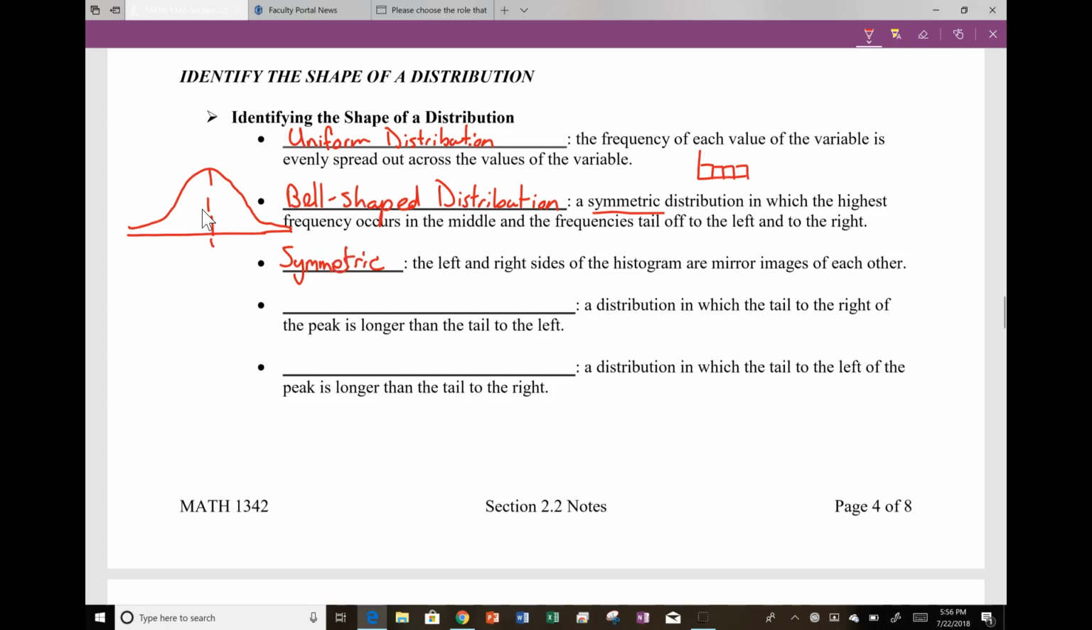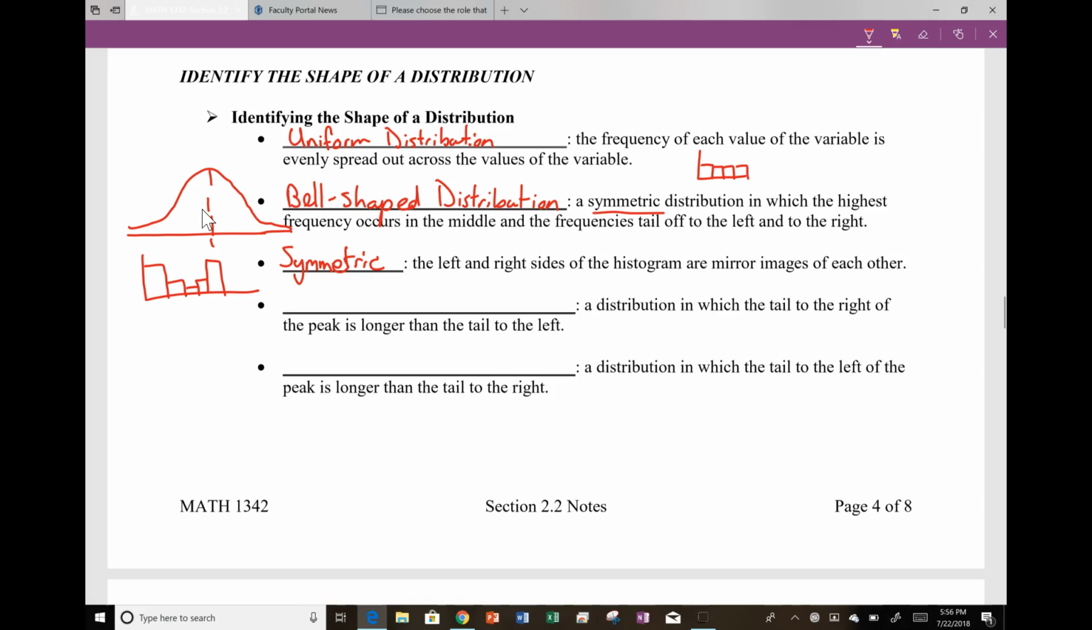Now, here's the thing. Every symmetric distribution is not necessarily going to be bell-shaped, okay? Bell-shaped distribution means that the highest values are here. Symmetric just means that they're the same on both sides. So a symmetric one could look something like this, and then go back up. Notice this one is symmetric. If I draw it down the center, I can still flip those two sides over upon themselves.